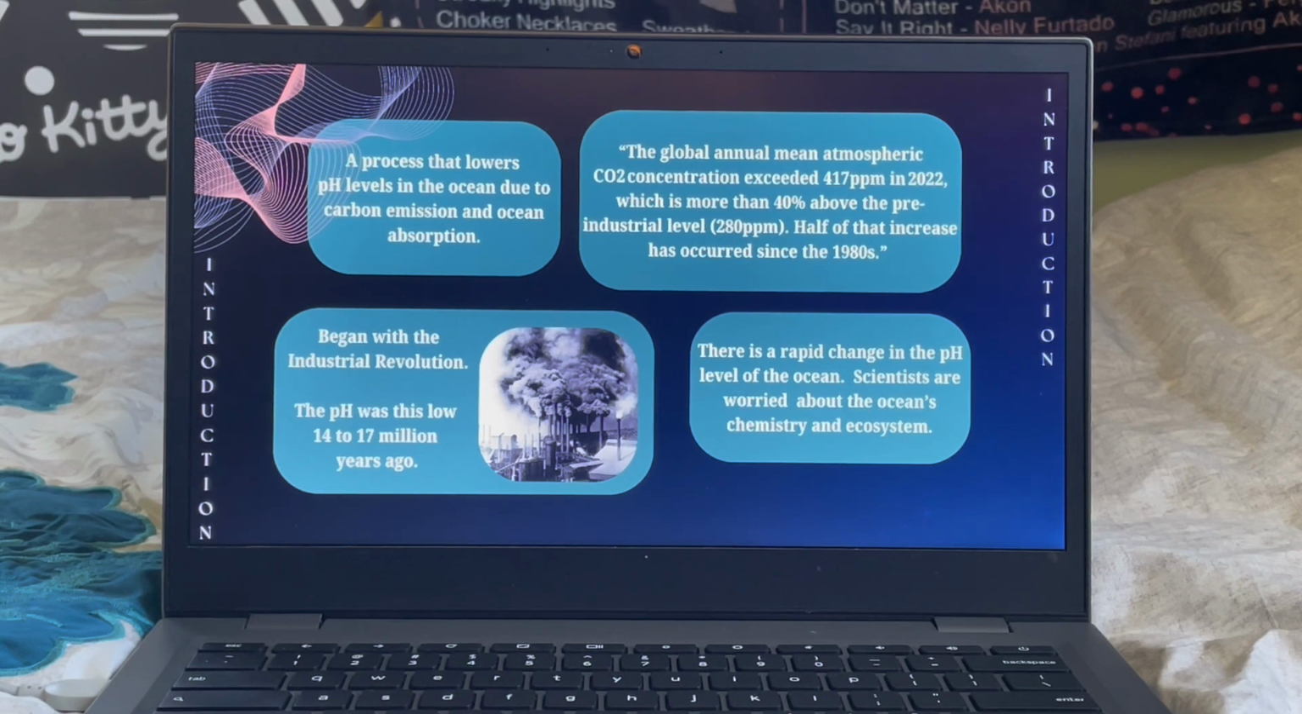It is scary to know that the pH was this low 14 to 17 million years ago, when life on Earth was much different than it is now. The rapid change since then has left scientists progressively worried. In just under 200 years, the ocean's pH decreased from 8.2 to 8.1. It seems insignificant, but that is a 30% increase in acidity.